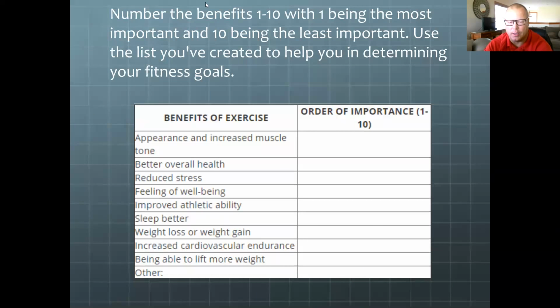So creating a list like this is that analyzing piece. When we set goals, you want to list what are the things I could focus on. And then you're going to rank them in importance, and then pick one thing at a time. Because having many irons in the fire at one time can be difficult when you're trying to focus on many goals. So start simple, pick one goal, and move from there.